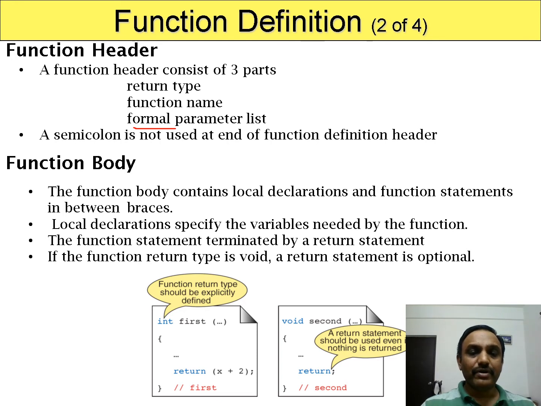Then the function body. All the executable code you place inside the function body. Here each statement is terminated with a semicolon, and at the end of the function body you have to provide a return statement. Whatever value it is returning, you give that particular variable. If the function is not returning anything, keep it empty: return semicolon.